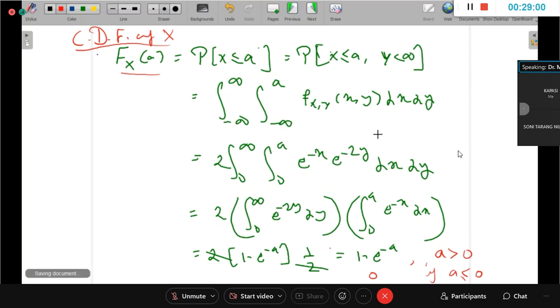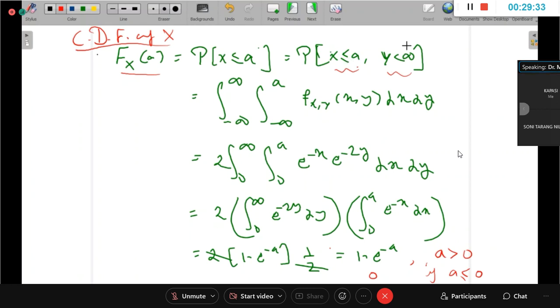Now let's talk about the independence of two random variables, and similarly you can extend the definition to the finite case, any number n of random variables. When we talked about probabilities, when you say two events are independent, it means the probability of A intersection B is equal to the probability of A times the probability of B.